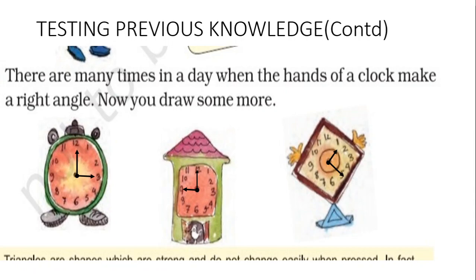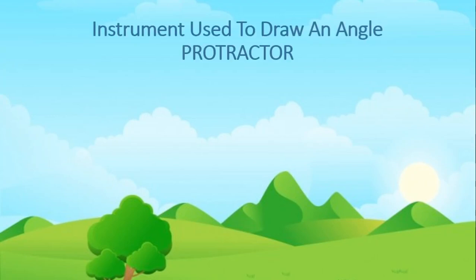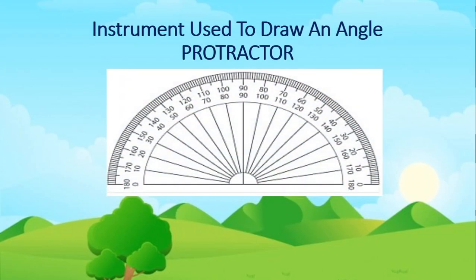Now, as we know about different kinds of angles, do you know we can draw or measure any angle using an instrument? And the instrument used to draw an angle is called a protractor. The figure showing is called a protractor. The protractor looks like the alphabet D. So it is also known as D.